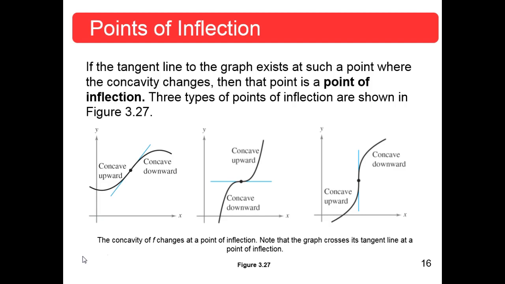Well, points of inflection are, for your second derivative, a lot like your extreme values were for your first derivative. They are places where the second derivative changes signs, or possibly where it doesn't exist. Well, it either goes to 0 or doesn't exist, but it changes sides there. If the tangent line to a graph exists at such a point where the concavity changes, then that point is called a point of inflection.